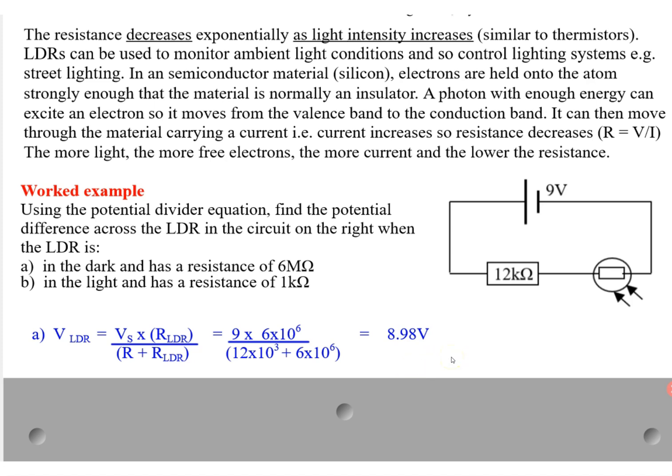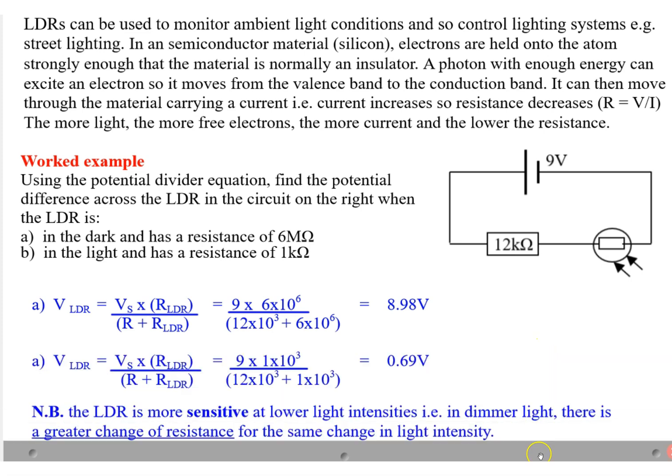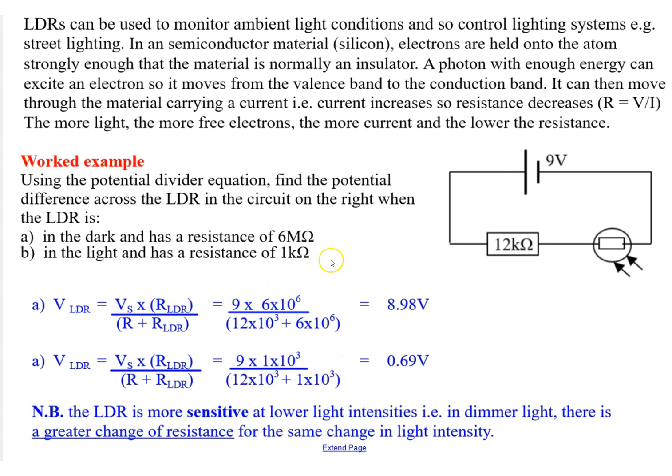So that shouldn't surprise us, because in the dark we have a high resistance, therefore most of the 9 volts, 8.98, is taken by the LDR. However, if we increase the light intensity and we reduce the resistance of the LDR to 1 kilo-ohm, then we can change 6 mega to 1 kilo. We can do the calculation again and we get 0.69. Again, that shouldn't surprise us. As the light intensity increases, the resistance of the LDR has decreased substantially. Therefore, the voltage that it will take of the 9 volts is reduced.